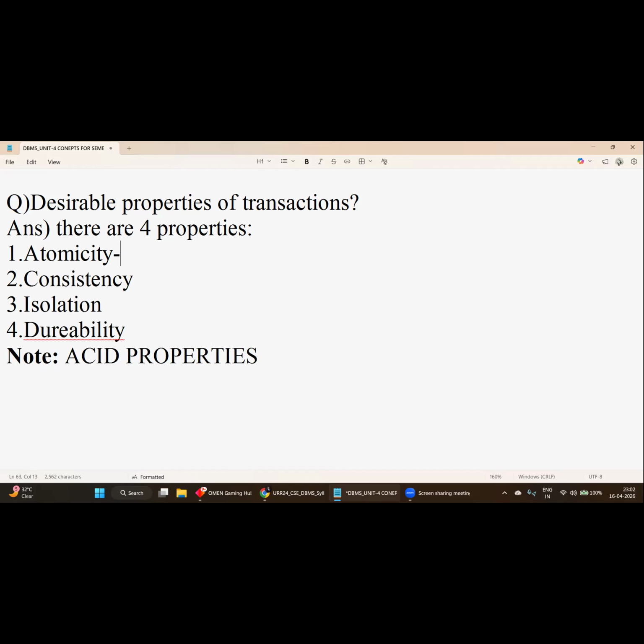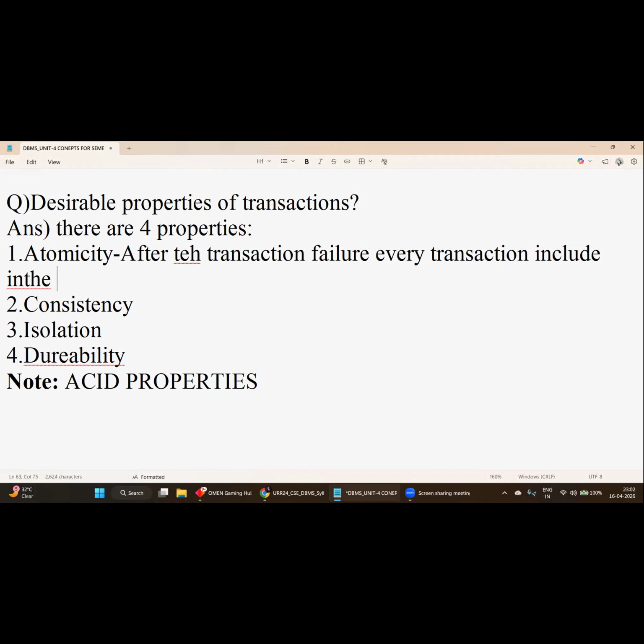Atomicity means, clearly see, after a transaction failure, every transaction included in the failure should roll back. Okay, roll back means coming to the original state. This is called atomicity.